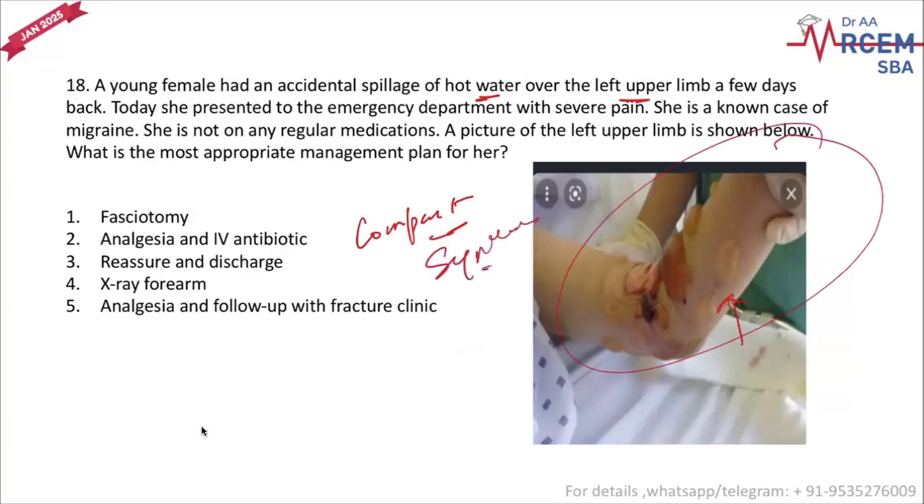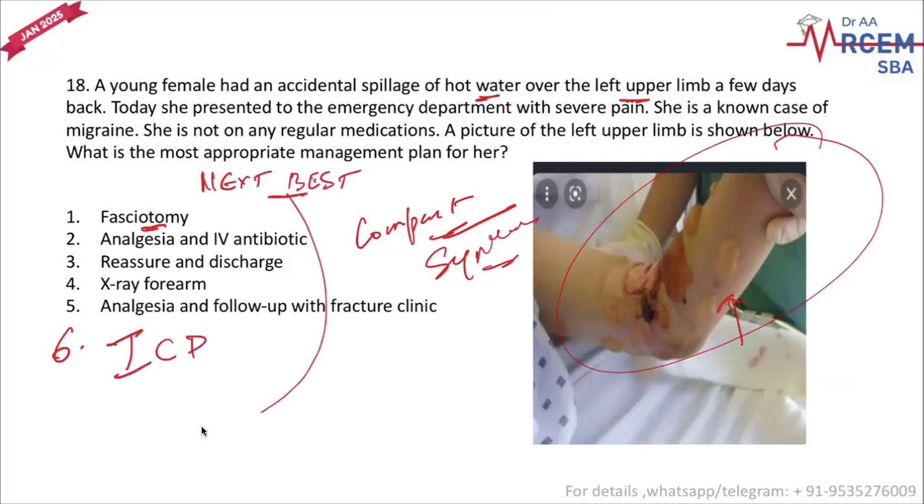In compartment syndrome, the treatment of choice remains fasciotomy. But if they had given, as the option, what is the next best step, and there was one more option to measure the intra-compartment pressure, then the next best step will be to measure the intra-compartment pressure. That is the important thing. Because they have not given that here, we are choosing fasciotomy.